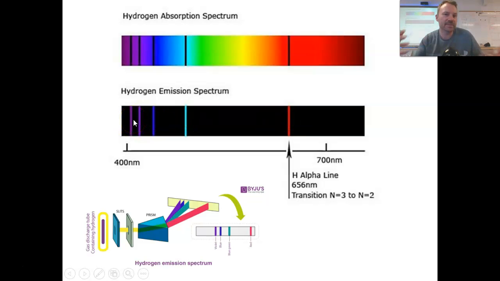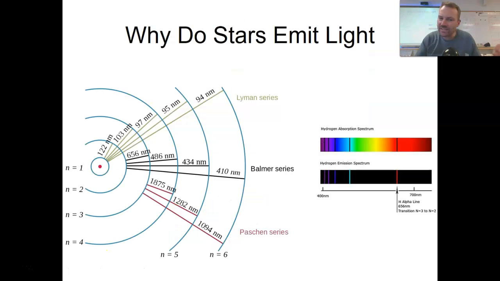So this is how we're able to tell how far away stars are and what the star is made of, just by taking its light and passing that light through a prism and looking for the telltale signs of different elements. Why do they do that? This is a quick intro to quantum mechanics right here.